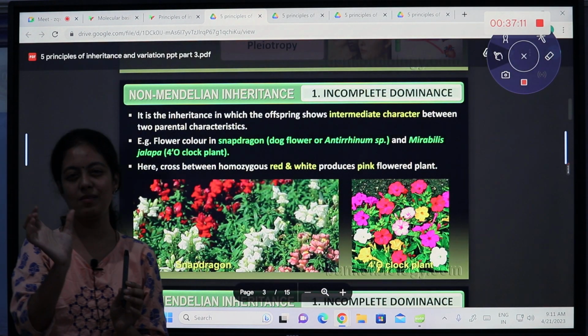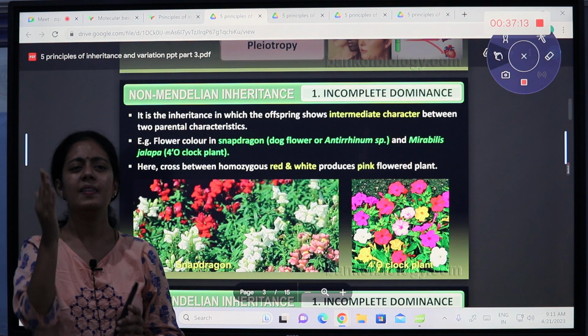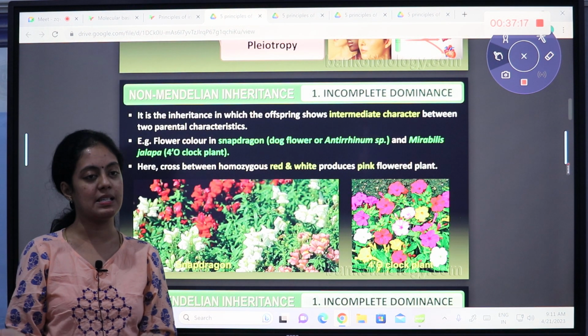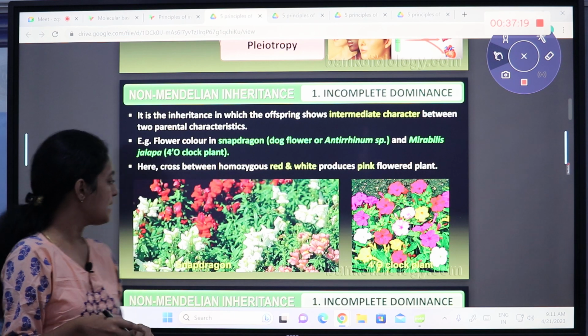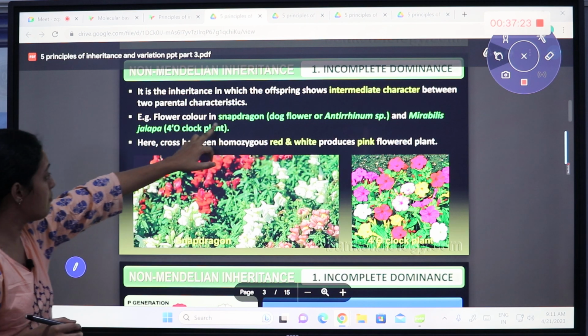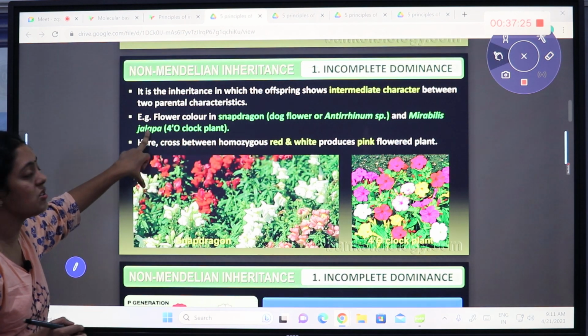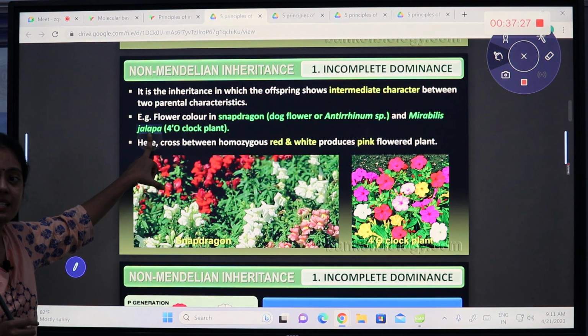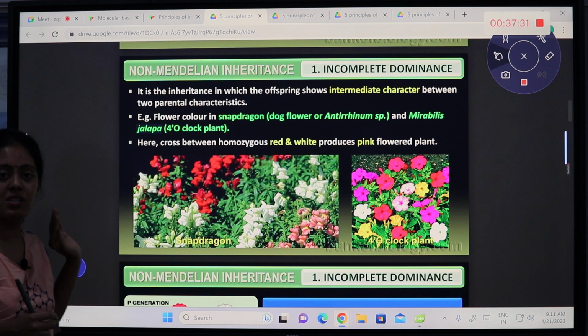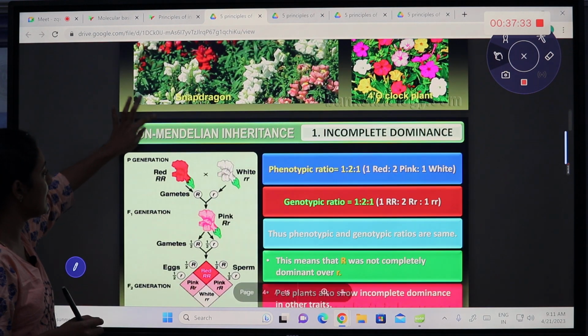What the name itself says, it is self-explanatory. The dominant allele is not completely dominant over the recessive allele. Where is it seen? Examples are important: Snapdragon and Mirabilis jalapa. Where is incomplete dominance seen? Snapdragon and Mirabilis jalapa. So here is the incomplete dominance.